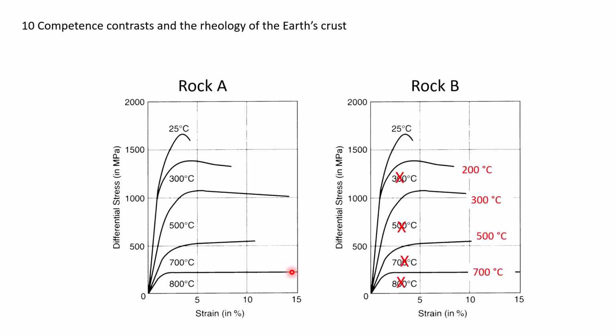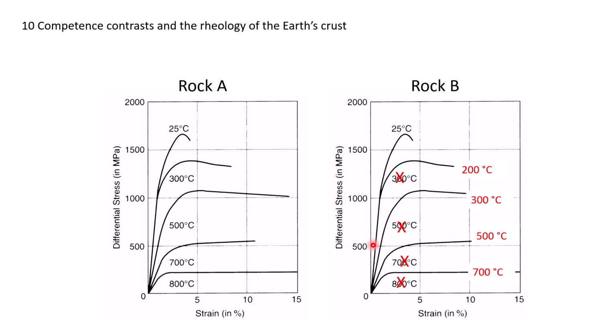Let's compare that to rock B, and let's say rock B is different in its mechanics, and a similar kind of behavior is achieved at lower temperatures. We see here that at 200 degrees, the rock fails at about 1400 megapascals, and at 300 degrees we require just around 1000 megapascals to achieve steady state flow.